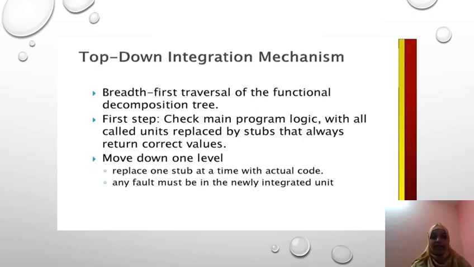Top-down integration mechanism: breadth-first traversal of the functional decomposition tree. The first step, check the main program logic with all called units replaced by stubs that always return correct values. Move down one level, replace one stub at a time with actual code, and any fault must be in the newly integrated units.